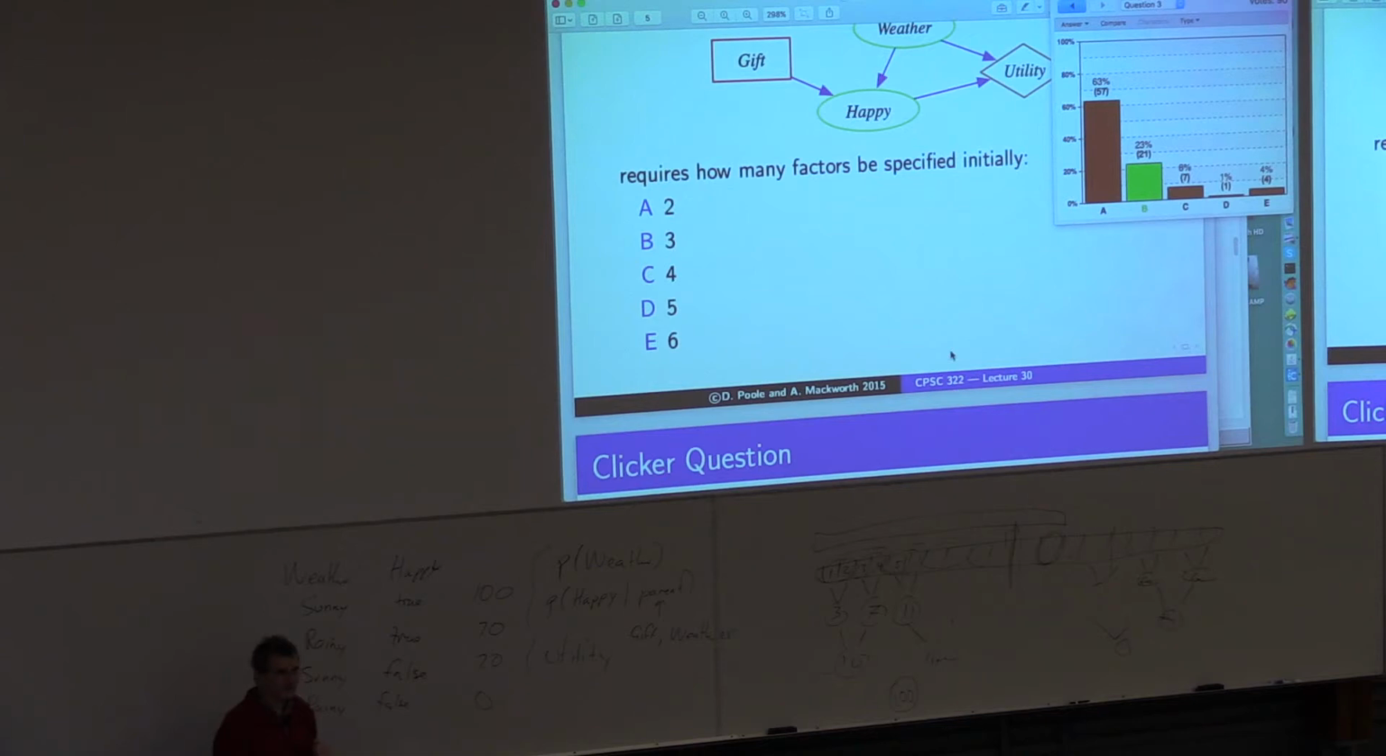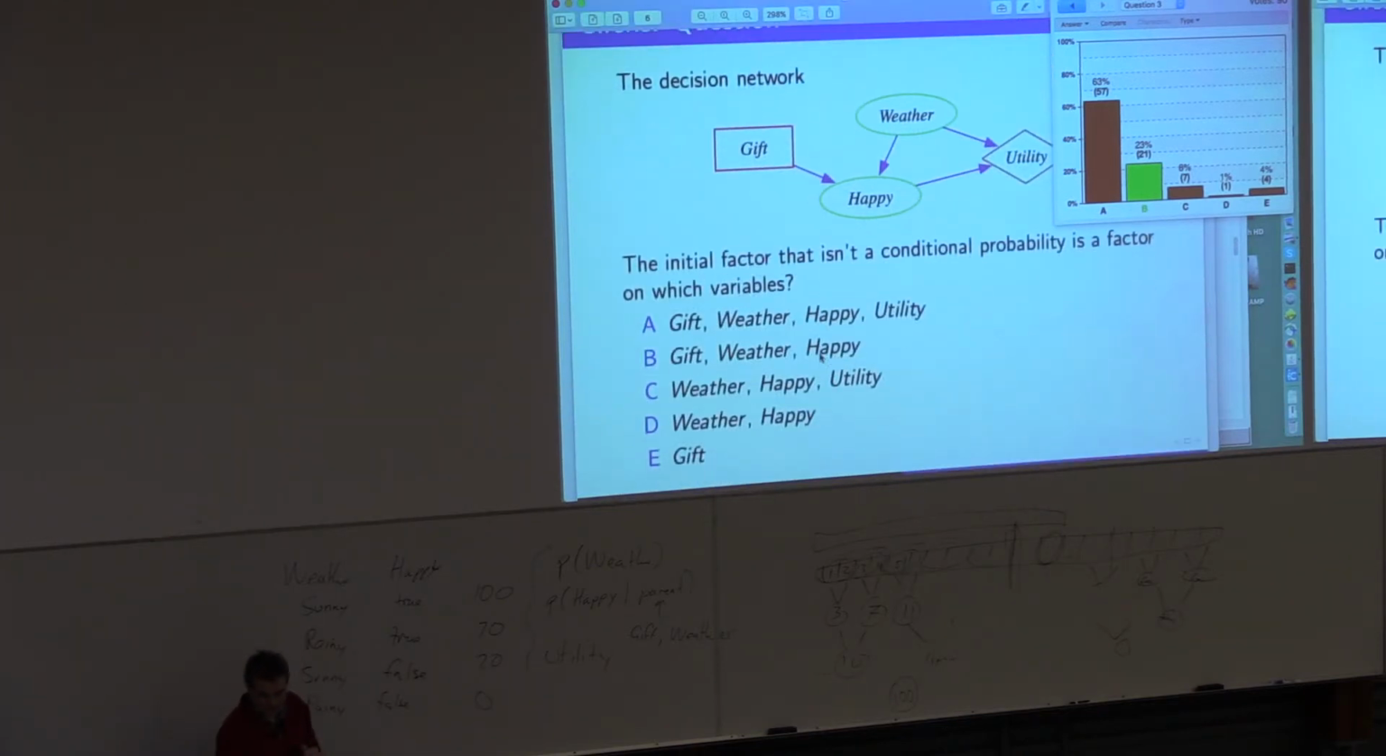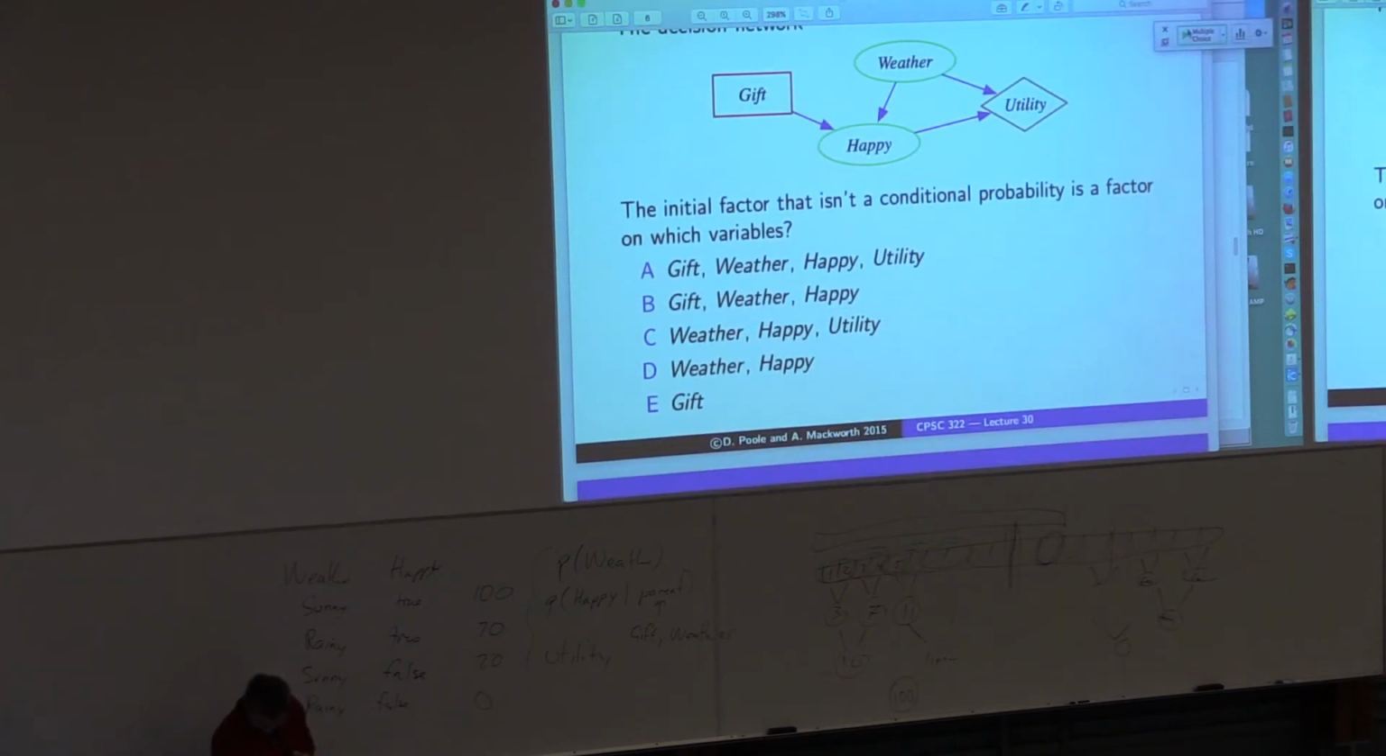Any other questions? Okay. Next question. The initial factor that isn't a conditional probability is a factor on which variables?